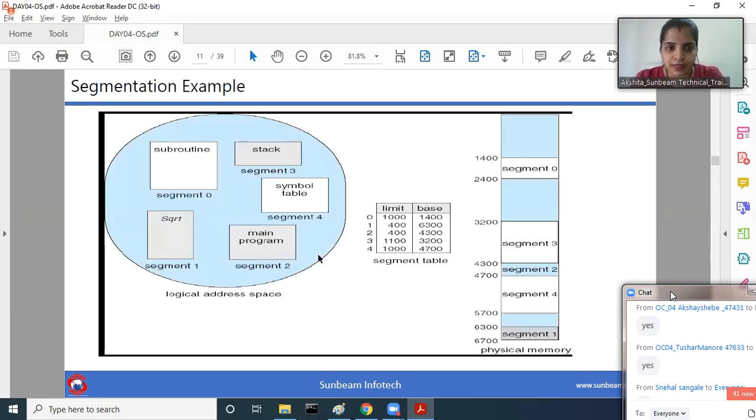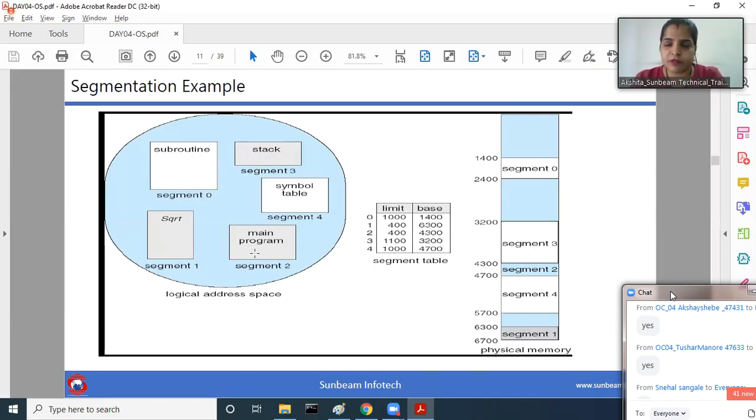So let us understand this diagram now. What is segmentation? Segmentation is variable partitioning. Suppose in my program or in my system, I have to execute 5 processes. Segment 0 is a subroutine. Segment 1 is basically working on some functionality.